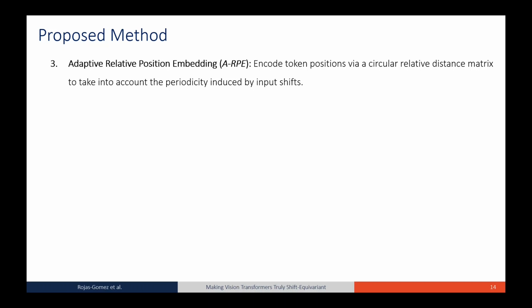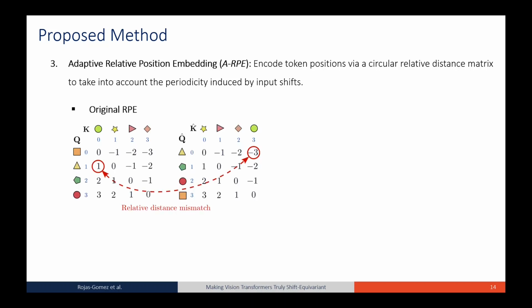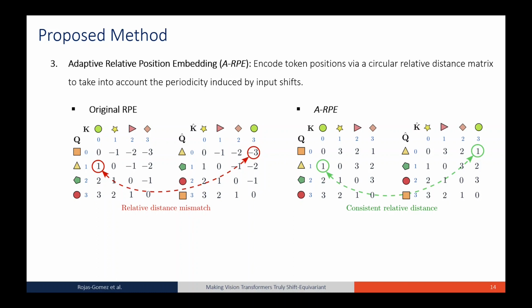To encode token positions in a circularly shift-consistent manner, our data-adaptive position embedding uses a circular relative distance matrix. While original relative position embeddings rely on a linear distance between tokens, such a distance doesn't match the circular shift assumption of interest. In contrast, our proposed positional embedding takes into account a circular relationship between tokens, preserving perfect shift consistency.